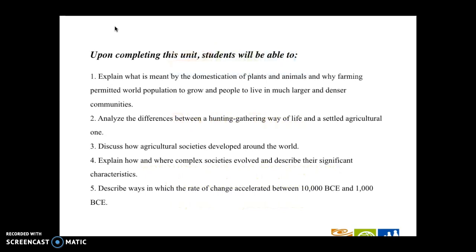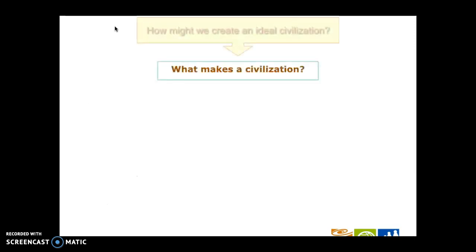Okay, so our unit objectives are listed out here. We'll talk more about these in person, but please note that these are the unit objectives, not just this lesson or this introduction's objectives. Again, we'll talk more about those in person.